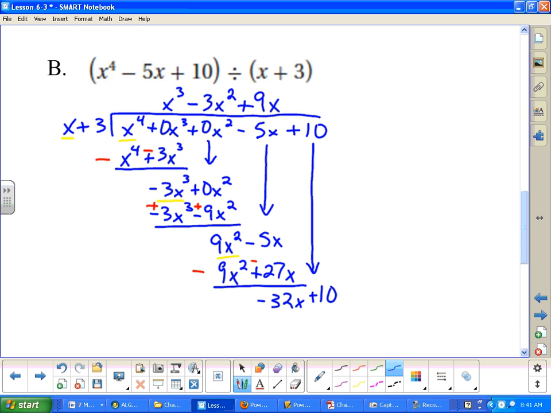Negative 32x divided by x is negative 32. So we multiply, we get negative 32x minus 96. So we subtract, we change the signs. Both of these become positive, and we're left with 106 as our remainder. So we'll say plus 106 over x plus 3.